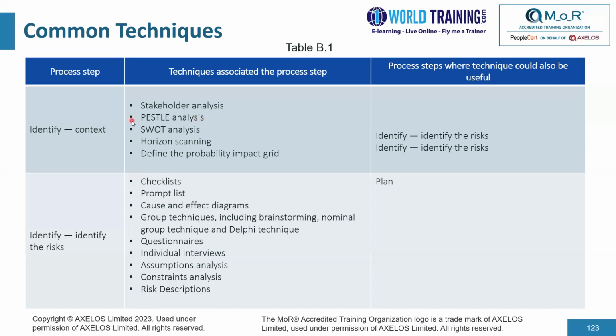So let's start off with identify context. Some of the techniques associated with this process include stakeholder analysis. Remember, we talked about mapping the stakeholders based on their interest and influence. We could use an interest influence grid and map the stakeholders onto that particular example.